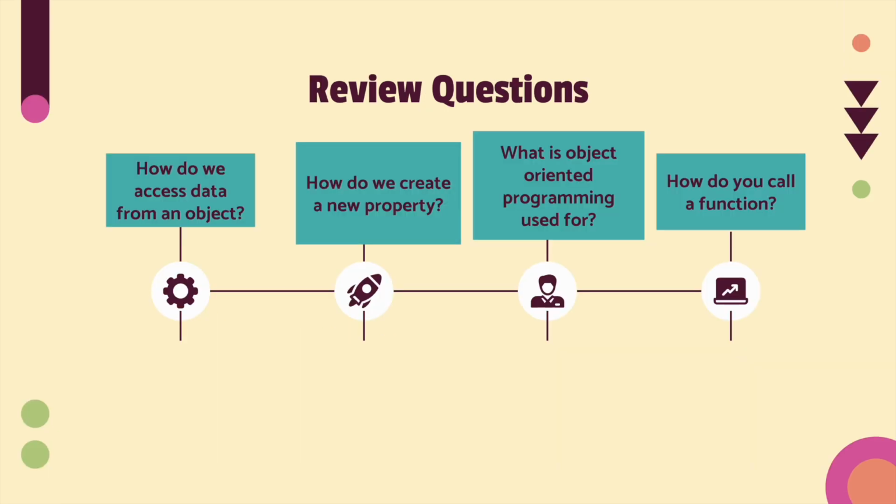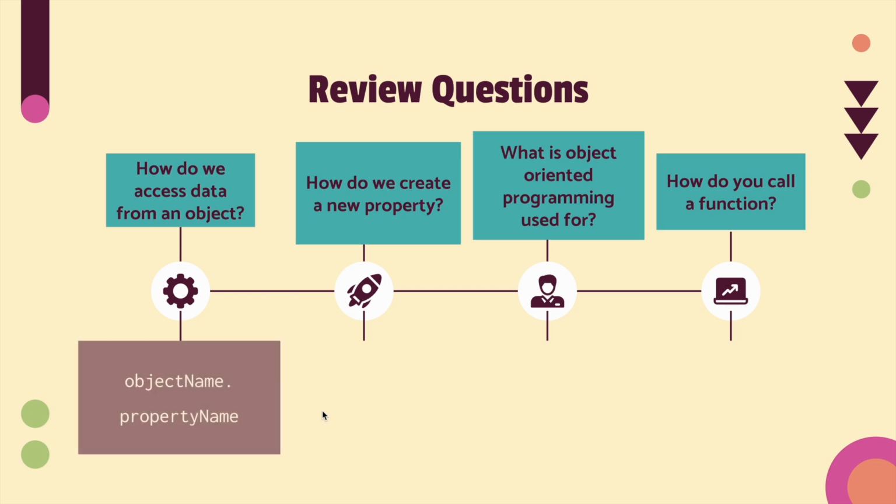So first, let's do some review questions. Feel free to go ahead and pause the video, think about the answers, and then resume the video when you are ready to hear the answer. So first, how do we access data from an object? We can access data from an object by using dot notation. Alternatively, you can also use bracket notation.